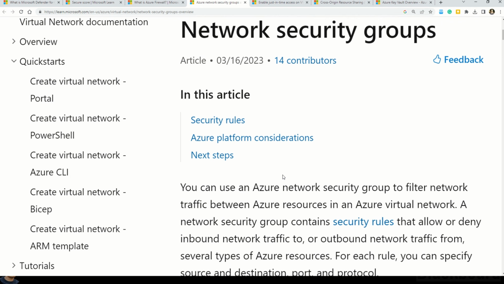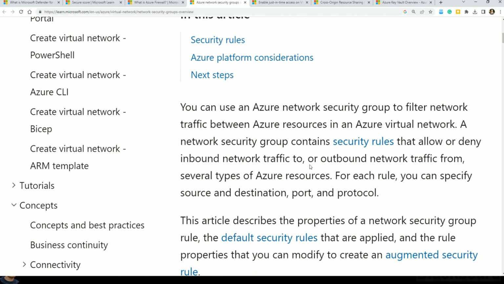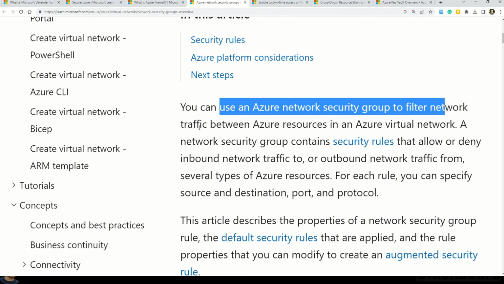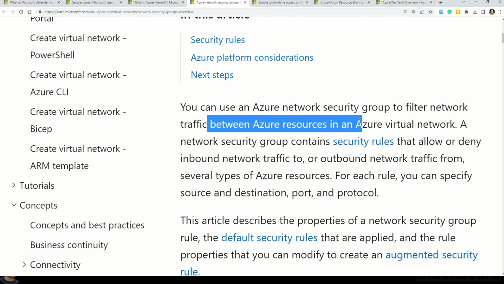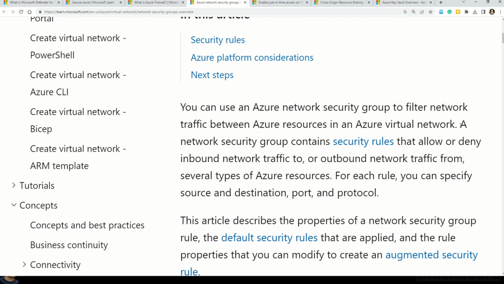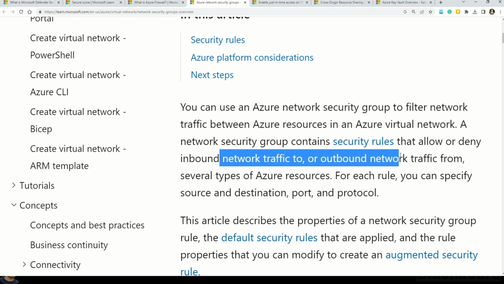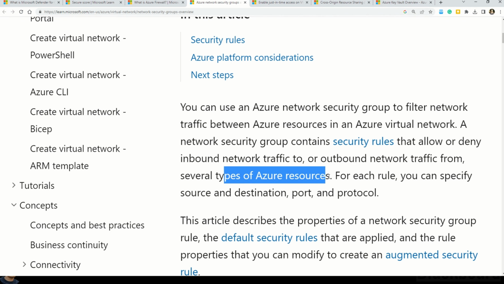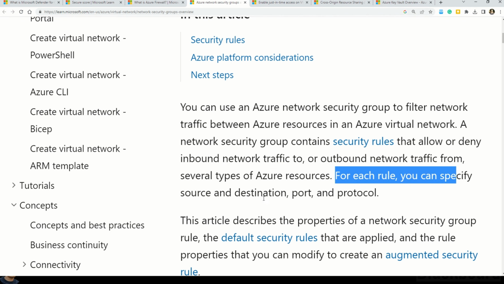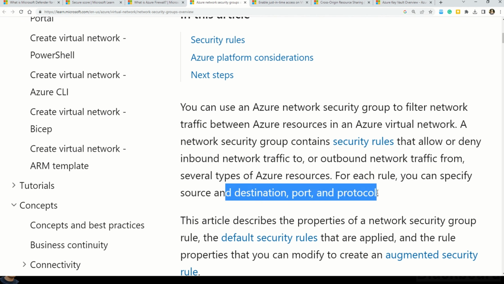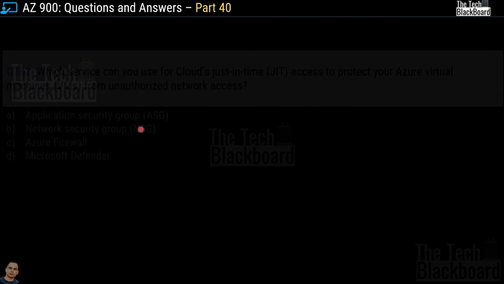So let's briefly understand what is Network Security Group. Here you can read that you can use Azure Network Security Group to filter network traffic between Azure resources in an Azure virtual network. And as I just mentioned, Network Security Group contains security rules that allow or deny inbound traffic to and outbound traffic from several types of Azure resources. For each rule, you can specify source and destination, port and protocol. So friends, very important concept in Azure security and Azure network. Please read the documentation. And now let's jump on to the next question.